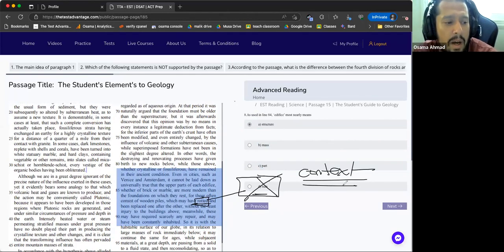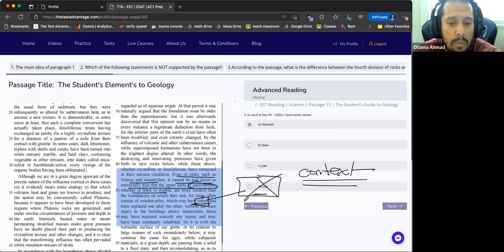وازاي نمشي كلمة وكلمة؟ ال words in context. Words in context معناها الجملة كلها بيتكلم عن السيتي، بيتكلم عن البيلدينجز. Right؟ هقراها لك اهو مش مشكلة. Even in cities such as Venice and Amsterdam, it cannot be laid down as universally true that the upper parts of each edifice, whether brick or marble. What's made of brick and marble? The edifice is made of brick and marble.